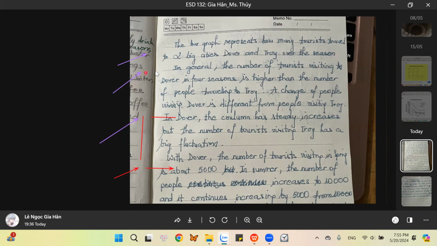In general, the number of tourists visiting Dover in 4 seasons is higher than the number of people traveling to Troy. Very good. This full stop is so far away from Troy. You need to put the full stop next to Troy.